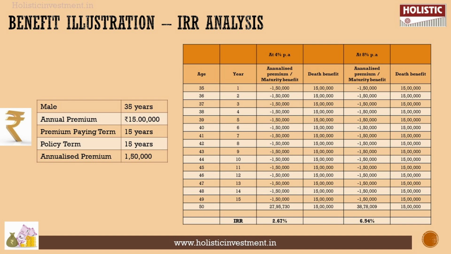Now, as this is a market related instrument, we are going to assume the IRR based on two calculations. One, the worst case scenario, which is at 4% per annum, and the best case scenario, which is at 8% per annum. Both these calculations are not guaranteed and only for example purposes. So at 4%, it gives you an IRR return of 2.67%, and at 8%, it gives you an IRR return of 6.54%.